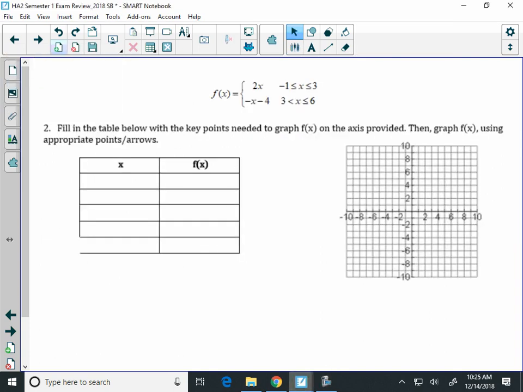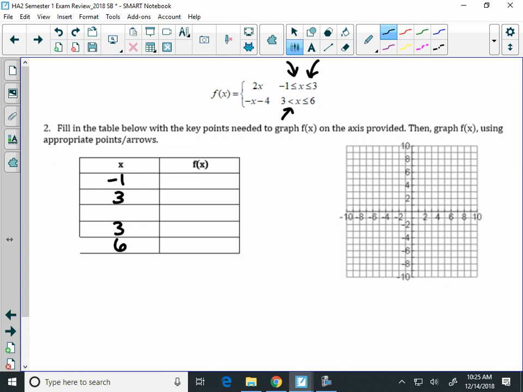Alright, question 2 here uses the same piecewise function, but we are going to graph the piecewise. Now remember, when you graph a piecewise function, the values that go in the x column of your table are the x's from your domains. So you need the x of -1 and 3, and then you need the x's from the bottom domain. I'm going to skip a space just to keep it organized. 3 to 6.